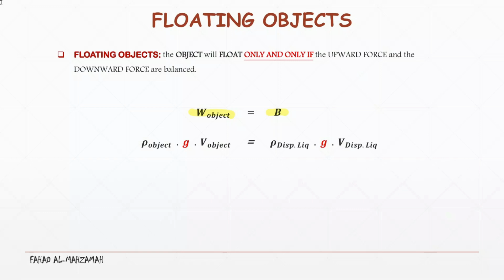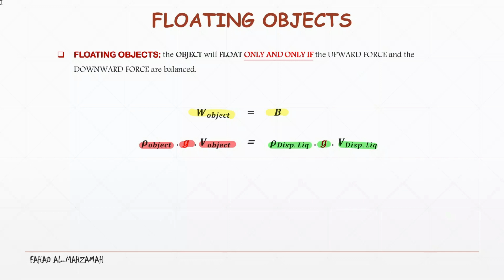Now let's write the formula. We know that the weight of the object is equal to the density of the object multiplied by the acceleration of gravity multiplied by the volume of the object, and this is equal to the buoyancy, which is equal to the density of the displaced liquid multiplied by the acceleration of gravity multiplied by the volume of the displaced liquid.